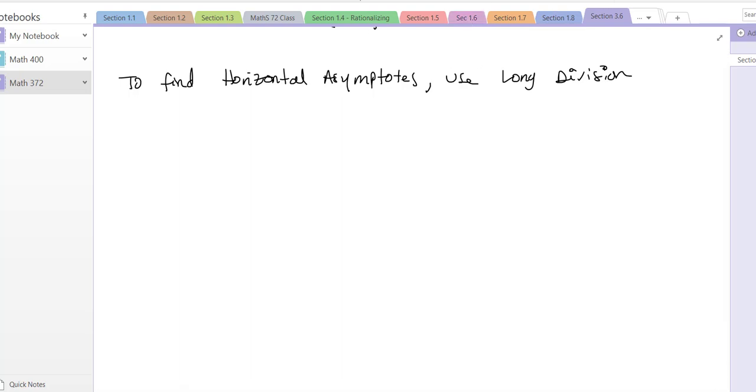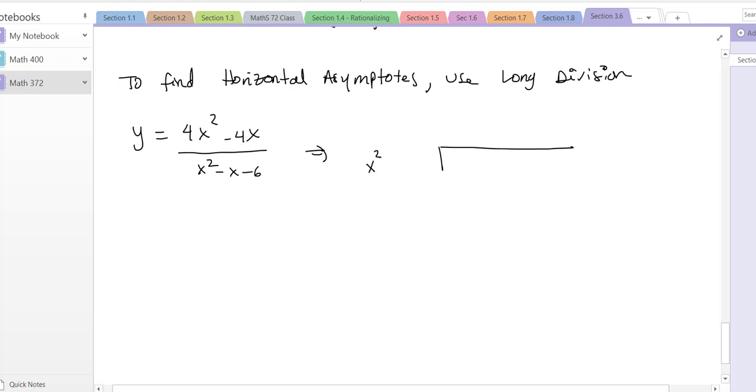So let me write the problem down. So here's our original function without it being factored, and we want to perform the long division. So again, we have the numerator, the denominator. The denominator is the divisor, so I'm going to put that on the outside, so x squared minus x minus 6. And the numerator is our dividend, so that's going to go on the inside. So 4x squared minus 4x. I don't have a constant term, so I'm going to put a 0 as a placeholder. And so now we do the long division.